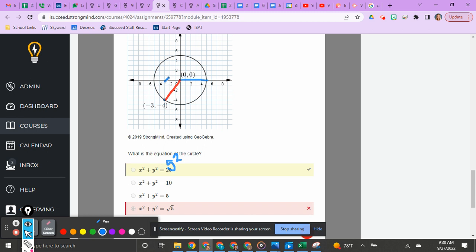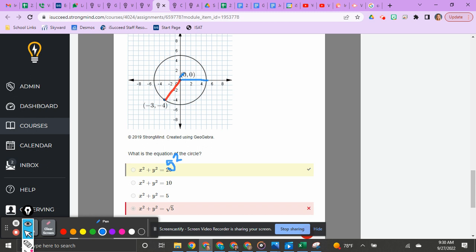If the center was, say, over here, then you could have something like x minus 2 in parentheses squared, or y plus 3 in parentheses squared, to account for the center being somewhere else. But in this case, the center is right at 0, 0, so we don't have to do anything else to the x squared and y squared. So hopefully that helps a little bit.